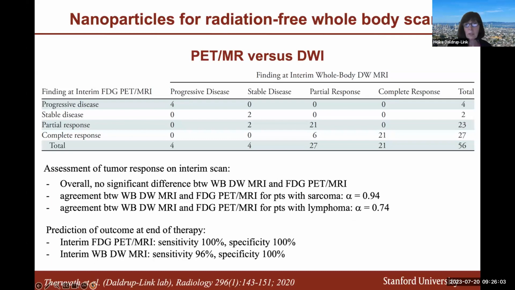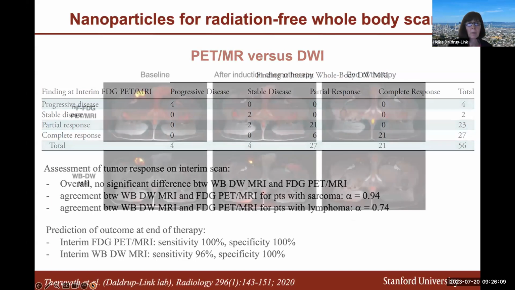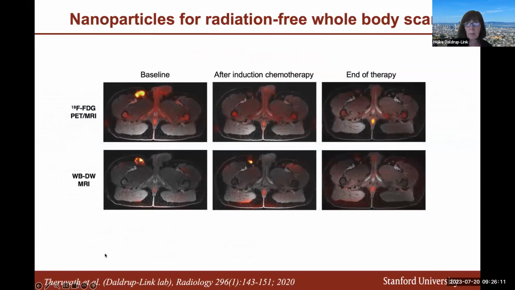And we looked into details why there was some discordance between the two imaging techniques. And here you see an example that shows what was going on in the majority of our patients. This is a patient with a Hodgkin lymphoma and a malignant lymph node in the right axillary, which shows a high metabolic activity on the FDG PET and also restricted diffusion on the diffusion-weighted MRI.